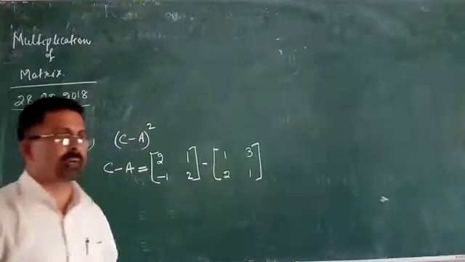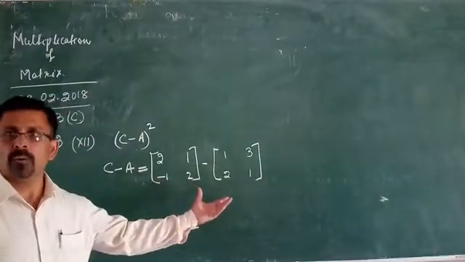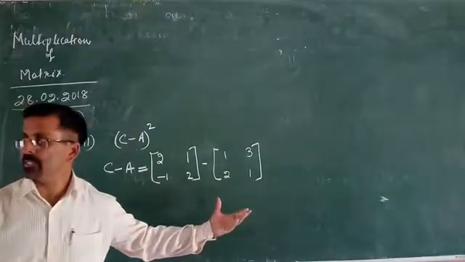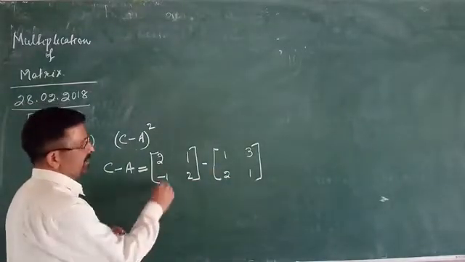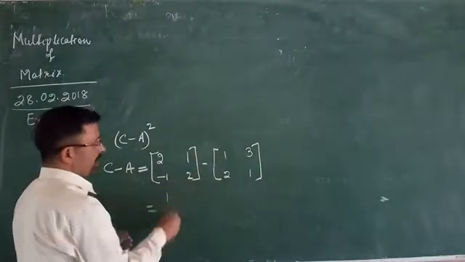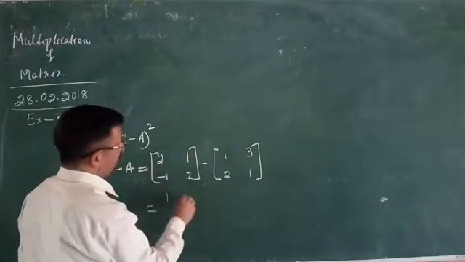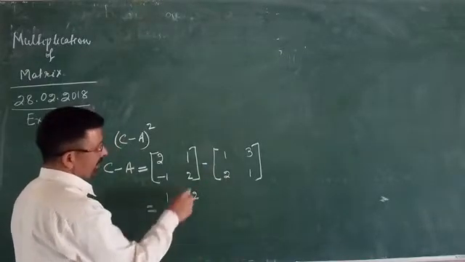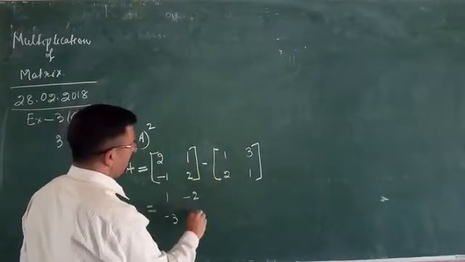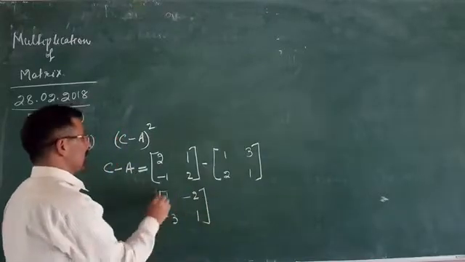Everybody is very comfortable with this. All of you should be comfortable with it. This is a subtraction of the two matrices, so we will start simplifying the corresponding entries. 2 minus 1 is 1. 1 minus 3 is negative 2. Minus 1 minus 2 is negative 3. And 2 minus 1 is equal to 1. You got the answer of your C minus A?